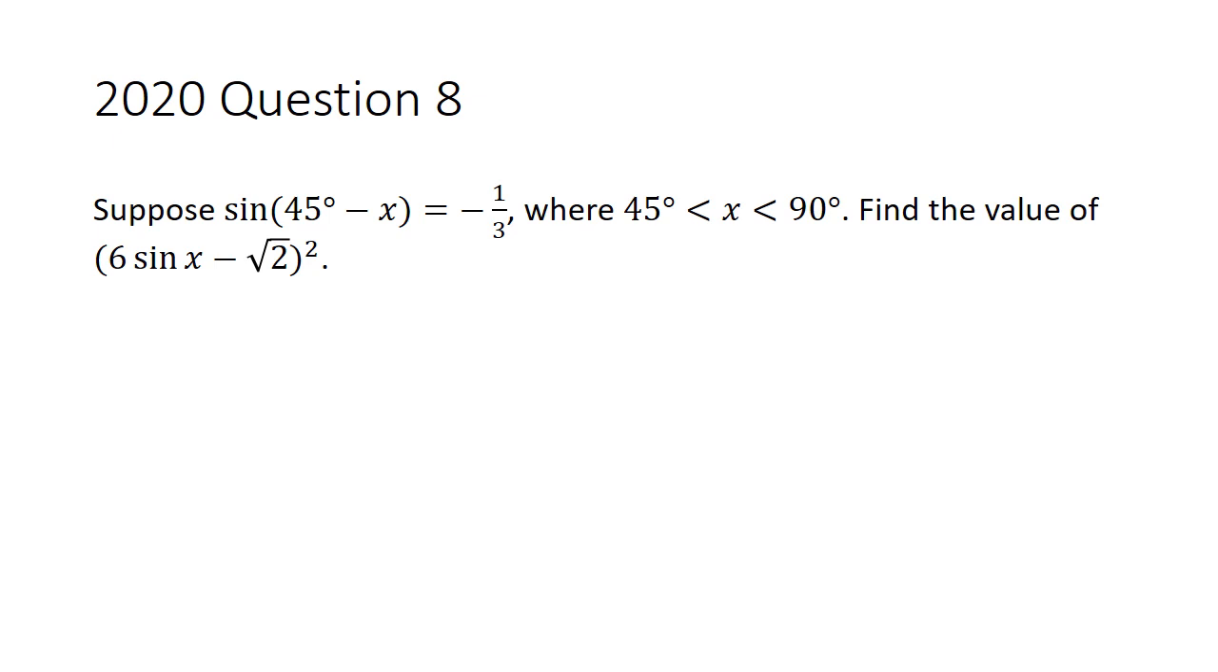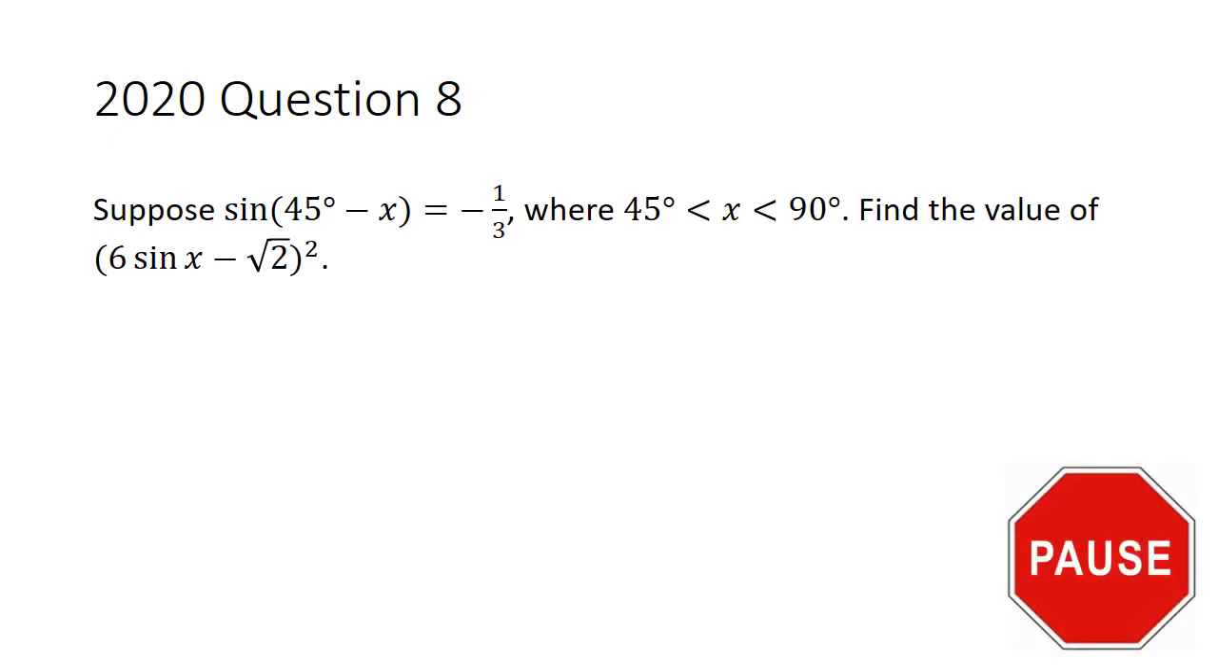Moving on to question 8. Suppose we have sine of 45 degrees minus x equal to negative 1/3, where x is between 45 degrees and 90 degrees. Find the value of 6 sine x minus root 2, the whole thing squared. Pause the video here and give this question a good try.